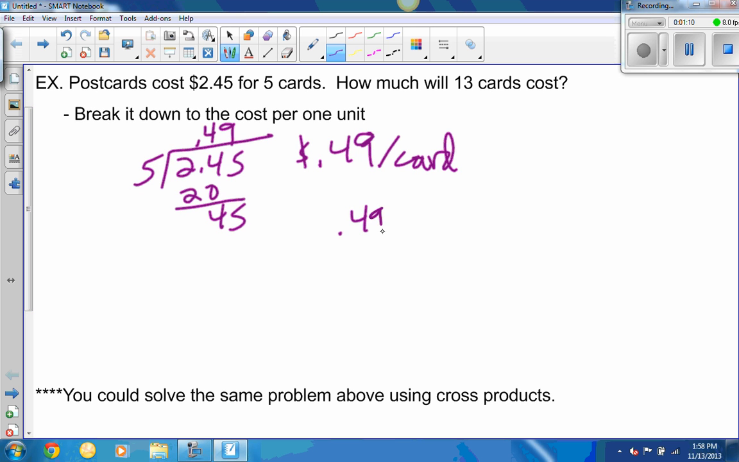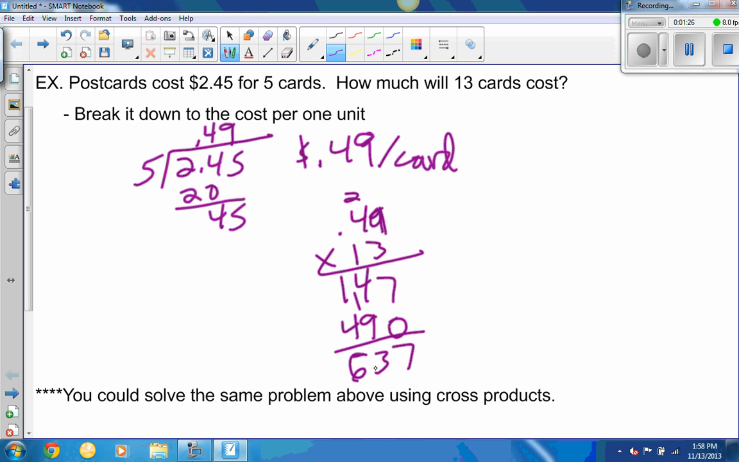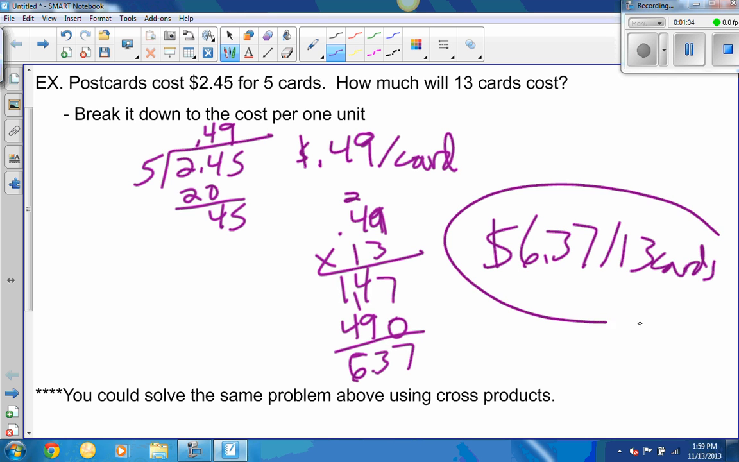So if it's 49 cents for one card and I have 13 cards that I am trying to buy, I'm just going to go ahead and multiply. Decimal 2 spots. So it would cost you $6.37 for 13 cards. Okay, so we're solving a proportion, but we're using our unit rates that we learned how to do before to be able to do it. Is there another way to do it? There sure is. I'm going to show you the next way.